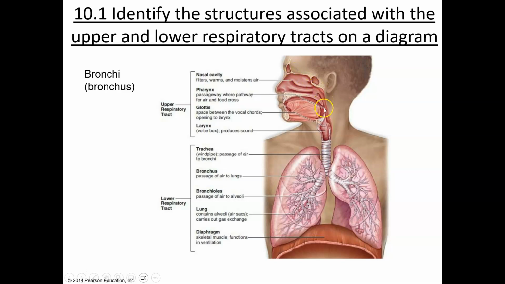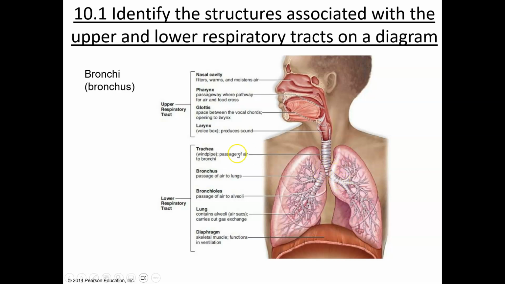The pharynx, which is one of the more confusing parts of the body, people forget what it is, but it just means the throat. It's the dual passageway for the food and air. So the pharynx is the throat. We're going to go into more detail about this, but the glottis is the opening to the larynx, and the larynx is the voice box. Then we get down into the lower respiratory tract. We have the trachea.